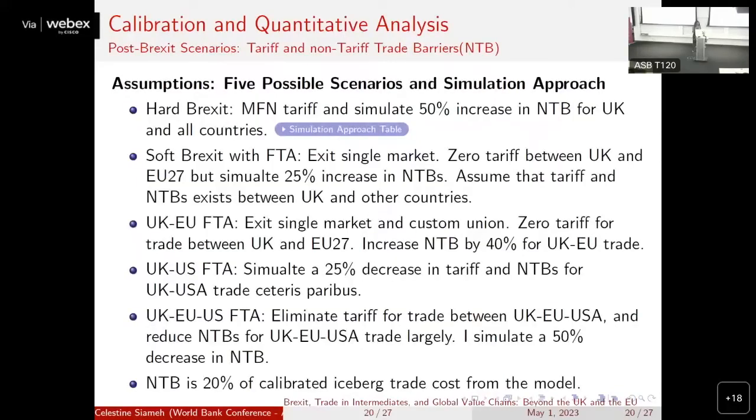So for the different scenarios, for the hard Brexit, I use the MFN. That is the state whereby trading between the UK and other countries will fall back to the WTO.